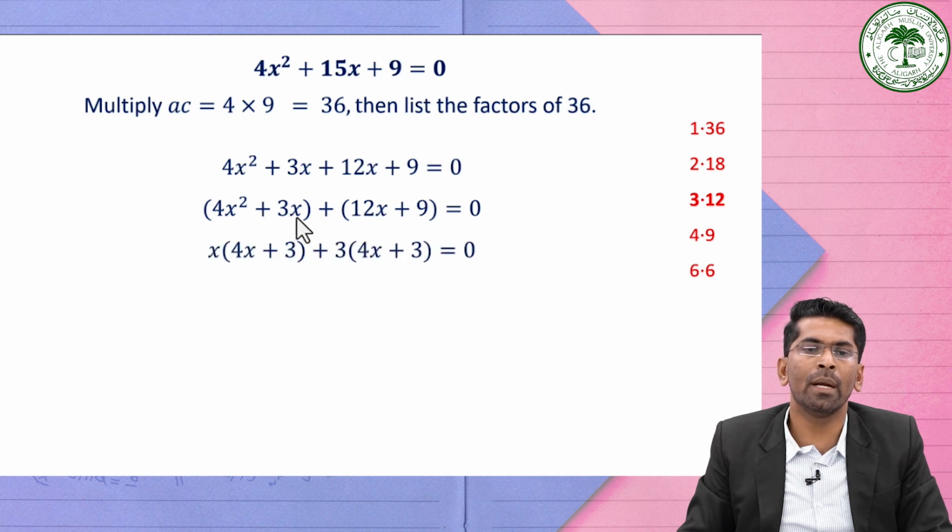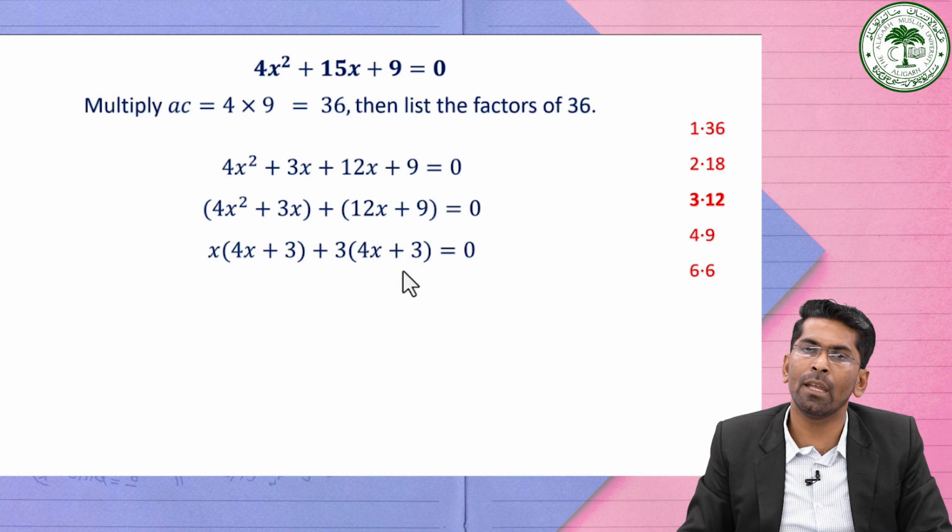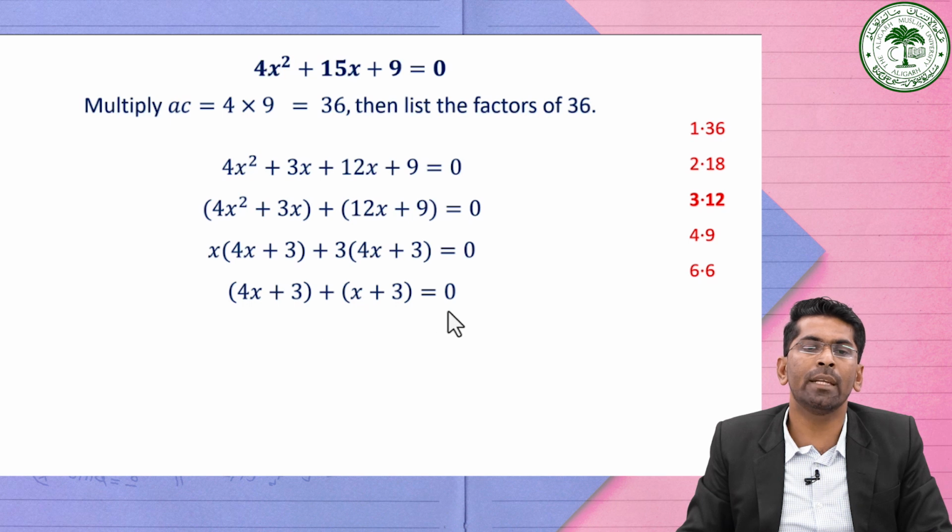See here, what is common? Here x is common, so I am taking x outside. Then what is remaining here? It is 4x plus 3. Here 3 is common, so taking 3 outside, the remaining is 4x plus 3, which is equal to 0. So here we have 4x plus 3 common, so I am taking only one 4x plus 3. And what is remaining here? It is x plus 3. So I am taking x plus 3 and 4x plus 3, which is equal to 0.